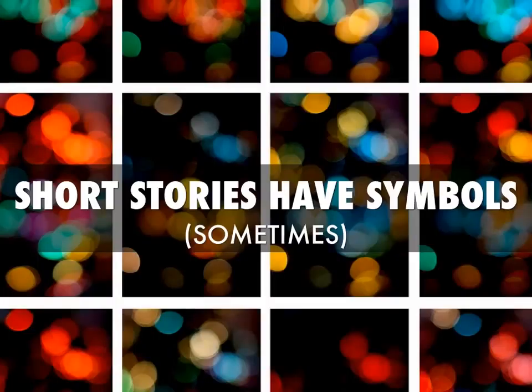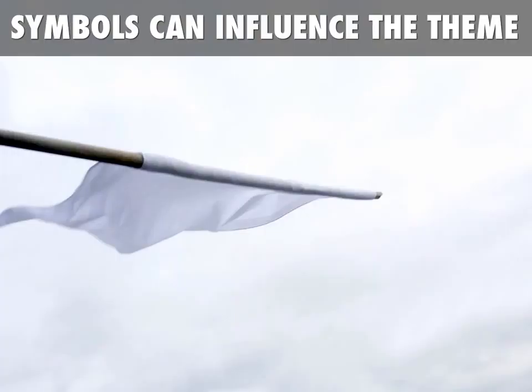Next, we want to talk about how short stories also have symbols. Some of the short stories you're going to be reading in this lesson have symbols, some do not. The important thing to remember about symbols is that symbols can influence the theme. For example here, what is the symbol? Obviously a flag, but if you got that it was a white flag and that means surrender as a symbol, then ding ding ding, you were correct. I would guess that maybe the theme of the story has something to do with the symbol of surrendering.